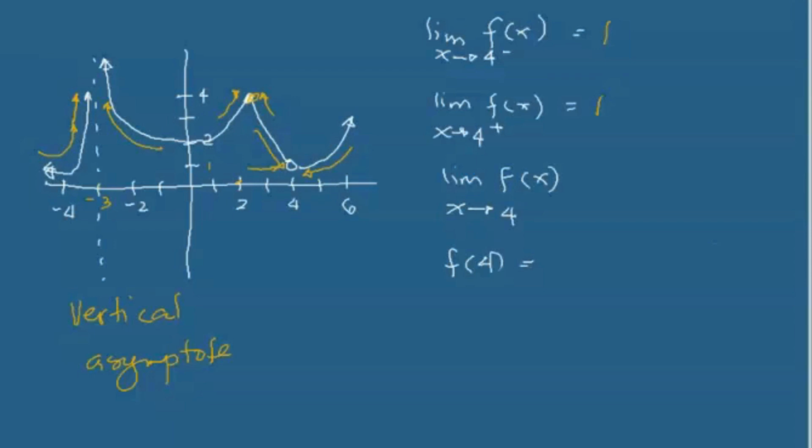Therefore, the limit of the function as x approaches 4 on both sides exists because our left-hand side and right-hand side limits are equal, so that's equal to 1. And for the last one, what is f of 4? Evaluate f of 4. So this is an open circle. Okay, so therefore, it is undefined. Okay, thank you.